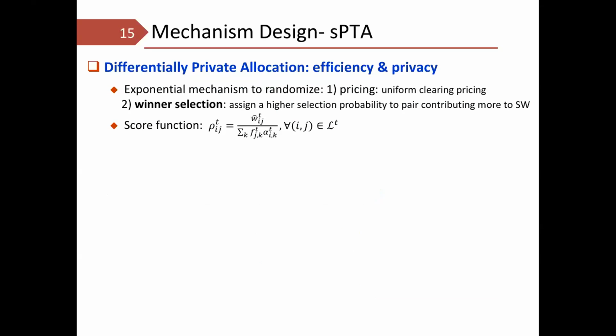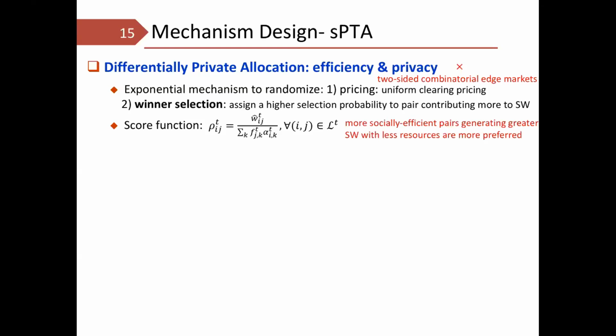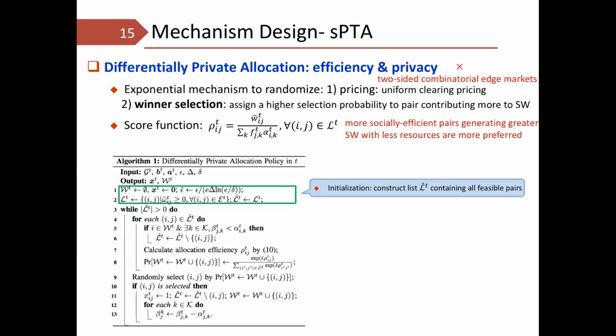The exponential mechanism is designed for differential privacy by randomizing the output. Compared to pricing randomization based on uniform pricing, randomizing the allocation would be more applicable in double-sided combinatorial edge markets. Intuitively, a more socially efficient pair that generates greater social welfare with fewer resources is more preferred. We thus construct a score function, R_ij^t, to evaluate each bid-ask pair's contribution to the social welfare. The algorithm is shown as follows.